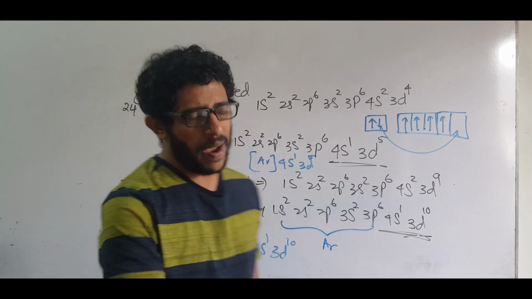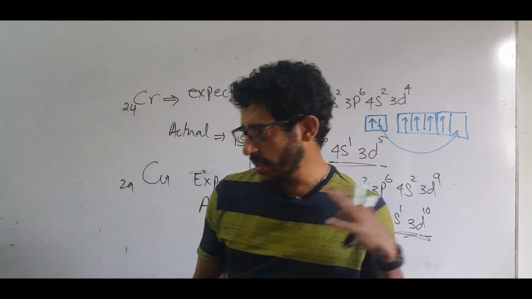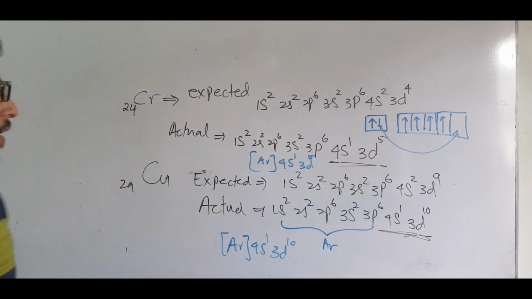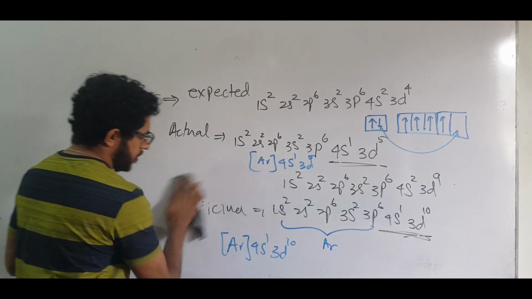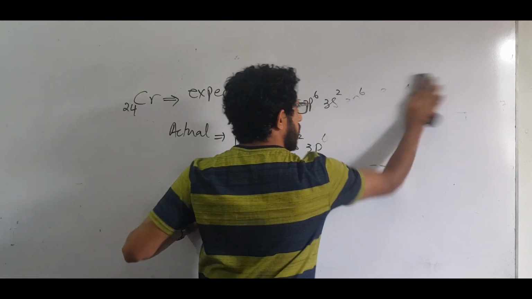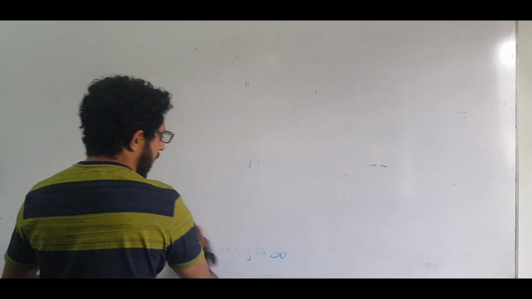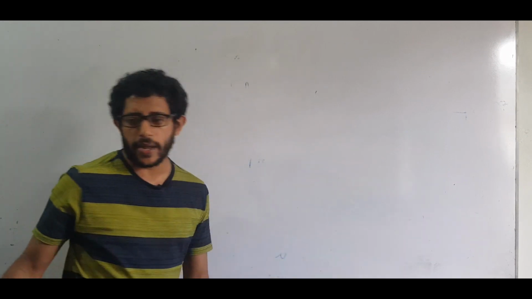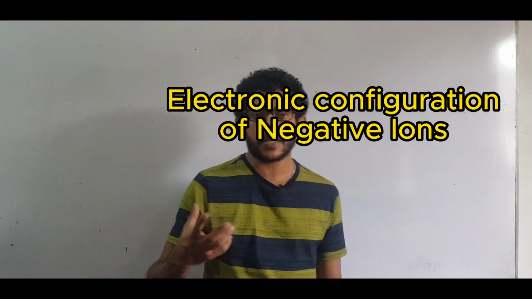Okay. Last part: how we can write the electronic configuration of ions. Now, this is for atoms. How do we write the electronic configuration of ions? When we talk about ions, ions tend to lose or gain electrons. When electrons are removed, they form positive ions. When electrons are gained, they form negative ions. For negative ions, it is very easy because electrons just fill according to the Aufbau principle.